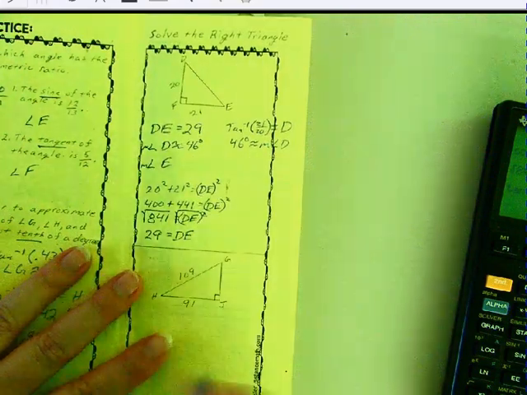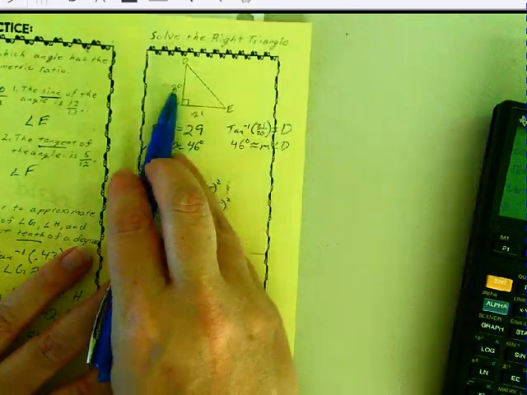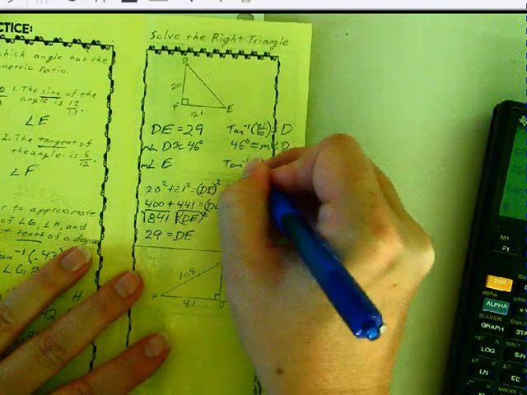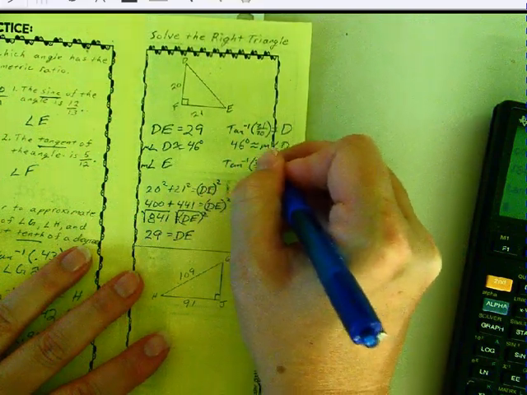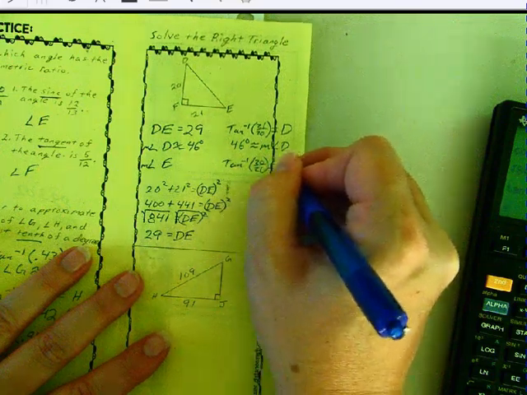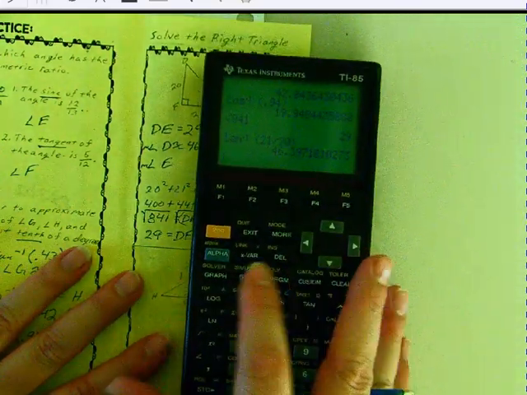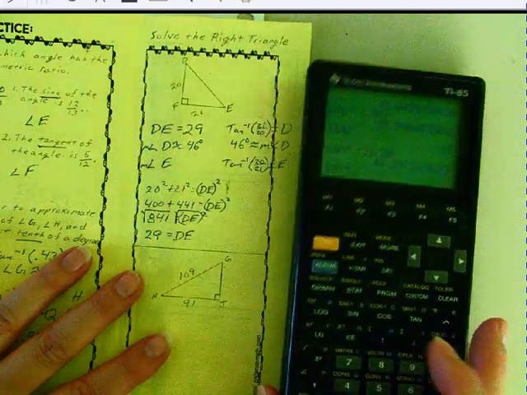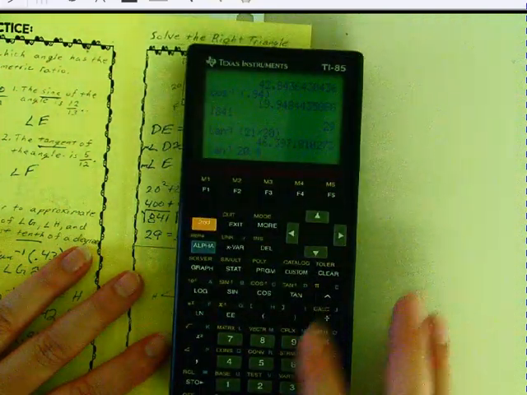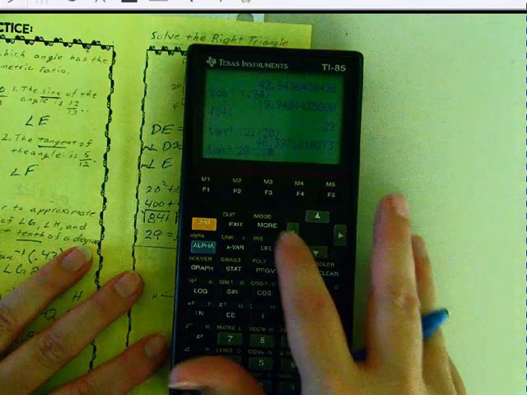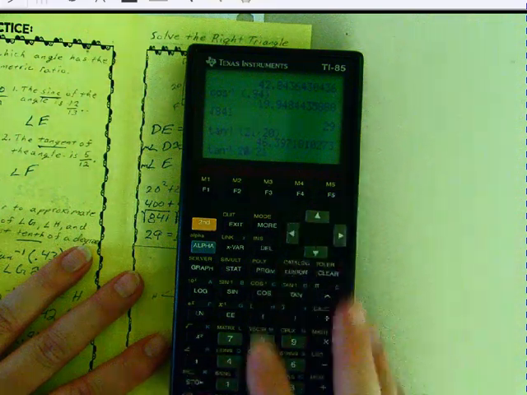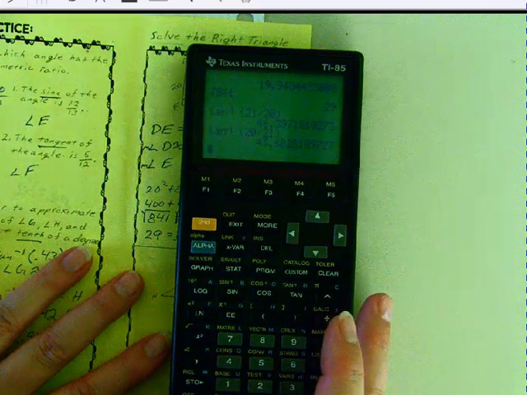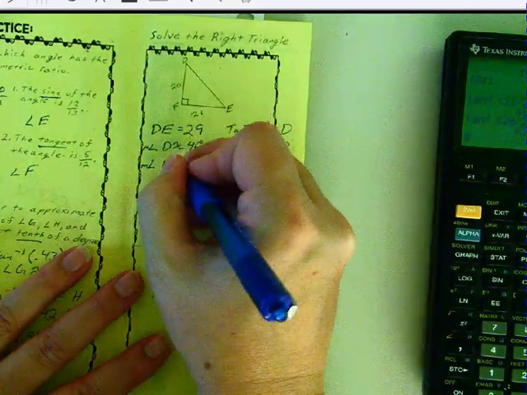So then for E, I'm going to do the same thing, but this time my ratio is going to be 20 over 21. So tangent to the negative 1 of 20 over 21 equals E. So again, on my calculator, tangent to the negative 1, and we said 20 over 21. Oh, I forgot my parentheses. Make sure you put those in there. 20 over 21 in my parentheses, and I get 44 approximately.